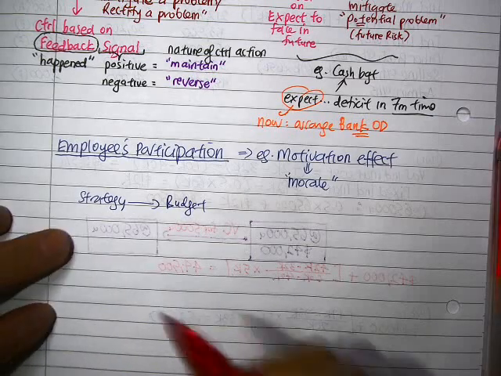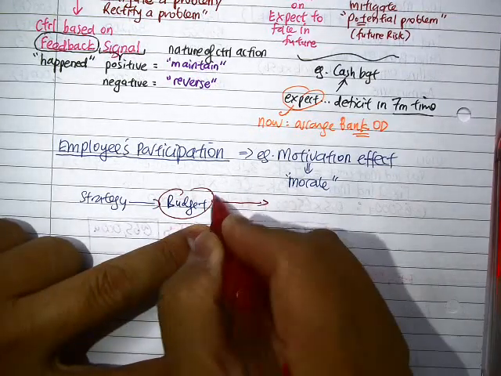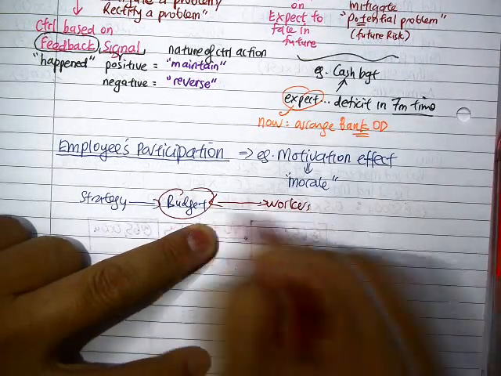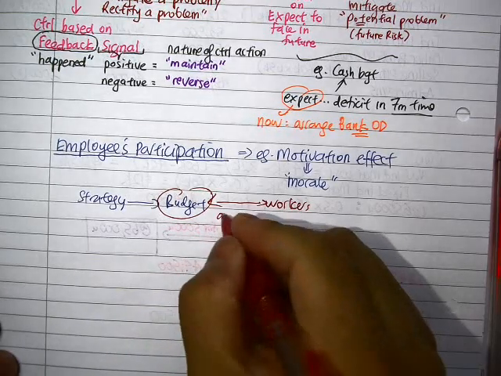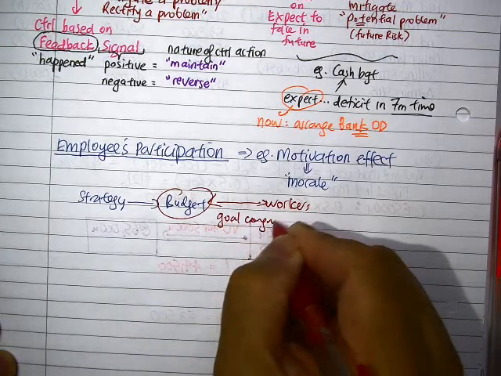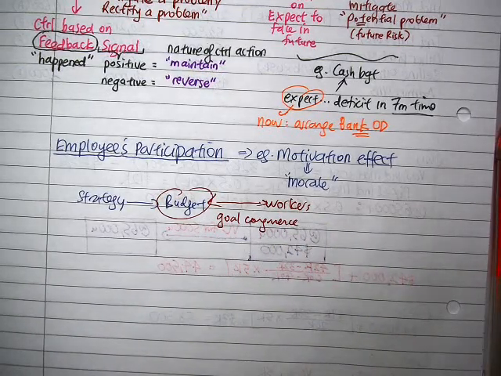So if you want your strategy, then the budget must be there. If the budget is there, then it's important that the workers and the budget go in the same direction. That's why we always tell you about goal congruence, correct? But the question is, why would they want to do that? Why would they want to go the same direction as you?